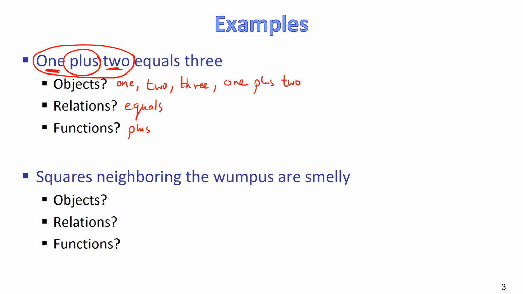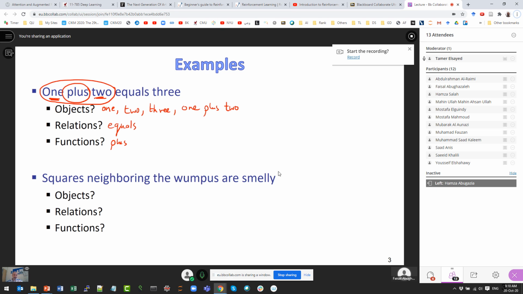Here's another example. Squares neighboring the compass are smelly. Squares neighboring the compass are smelly. Where are the objects, where are the relations, and where are the functions in this sentence? Anyone? Faisal?